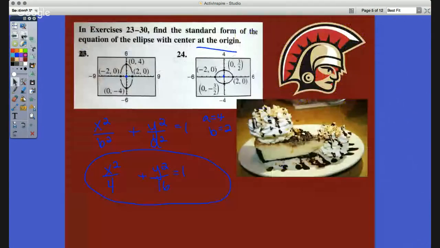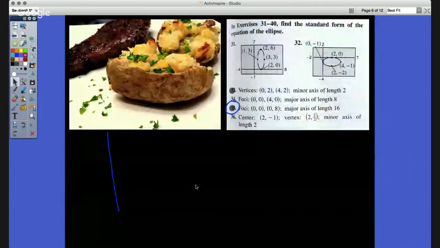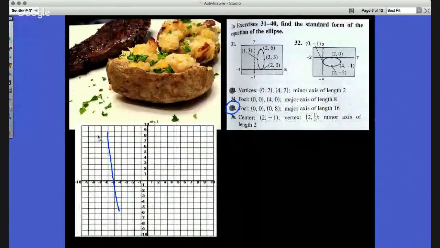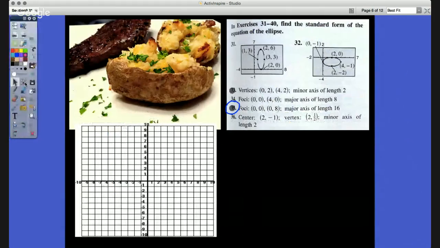On this example, the problem with this one more than the other one was the fact that the origin is no longer the center per se. We're not sure what it is, but that's what we're gonna figure out. So on this one, we want to try to find what it is in standard form. Now, the major axis, it has a length of 8. Okay, so 8 is the major.